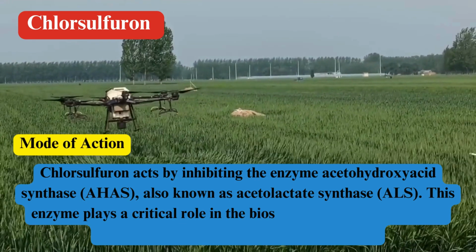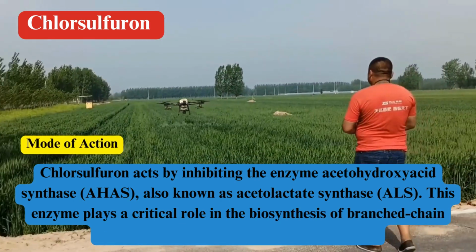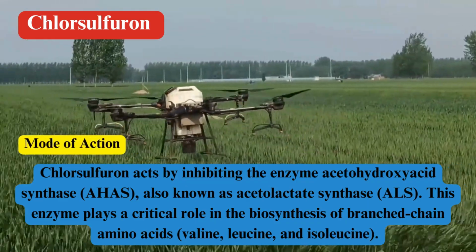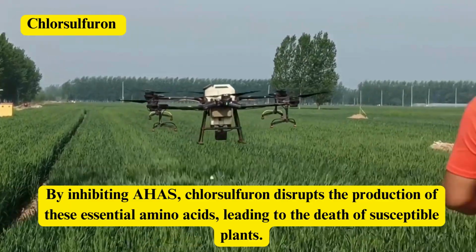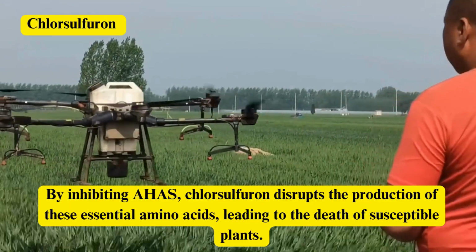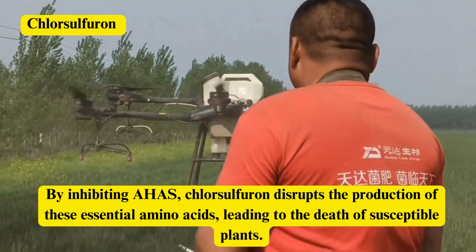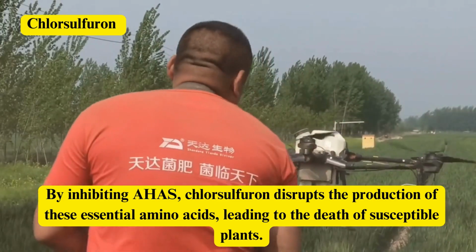This enzyme plays a critical role in the biosynthesis of branched-chain amino acids: valine, leucine, and isoleucine. By inhibiting AHAS, chlorsulfuron disrupts the production of these essential amino acids, leading to the death of susceptible plants.